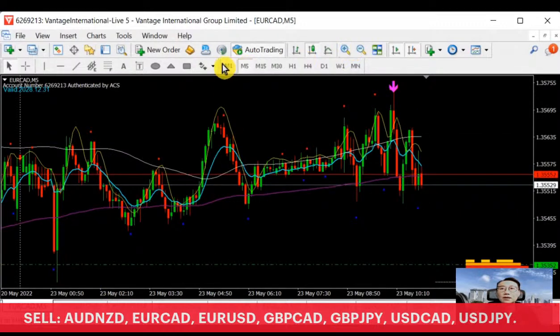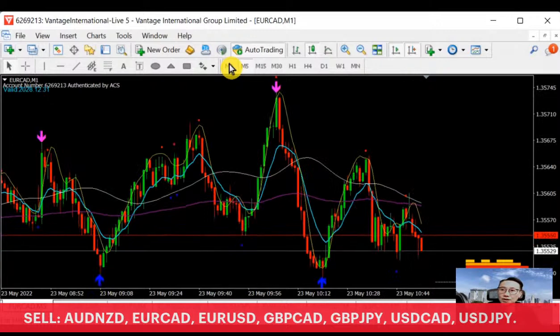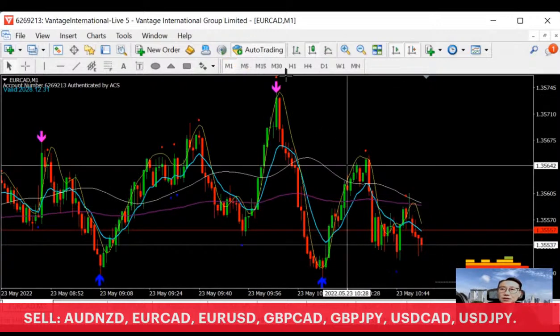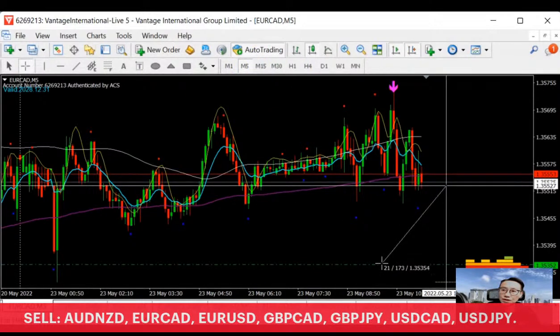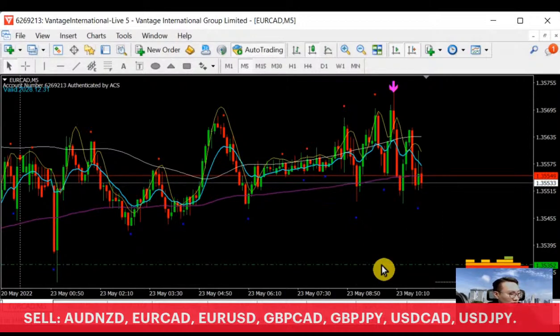Coming soon, Euro CAD. If I'm going to enter from here to here, I have about 17 pips to go. Right, 17 pips to go. So Euro CAD, looks good to me. Euro CAD actually, yeah. Okay, so can I move over?